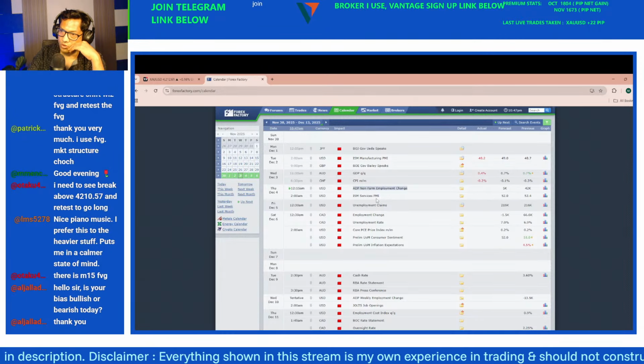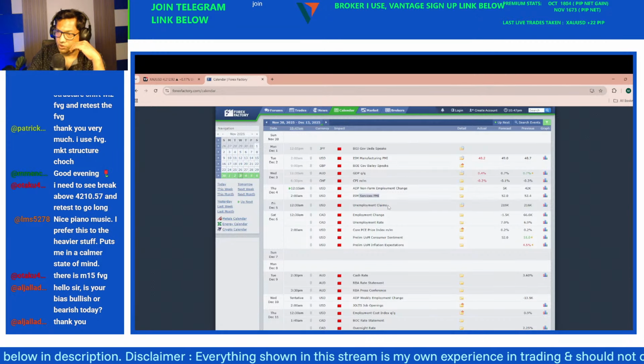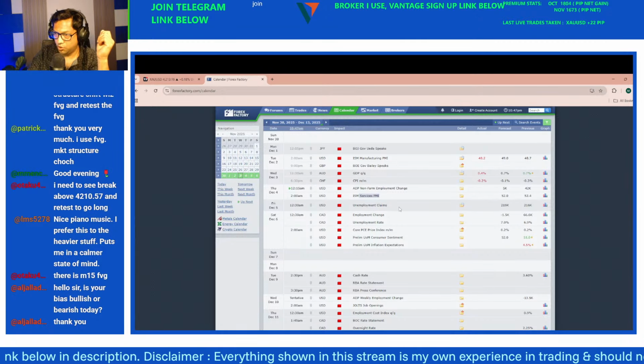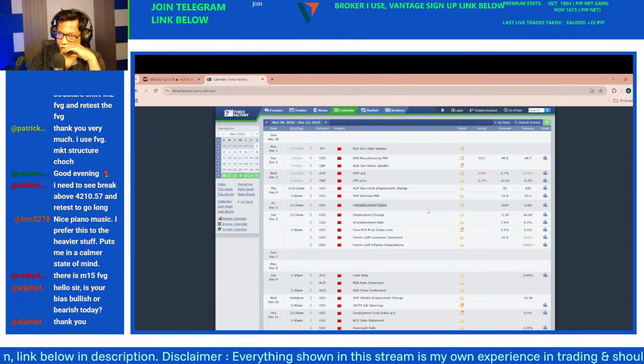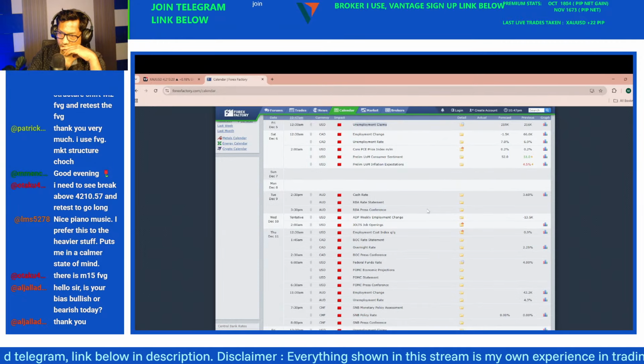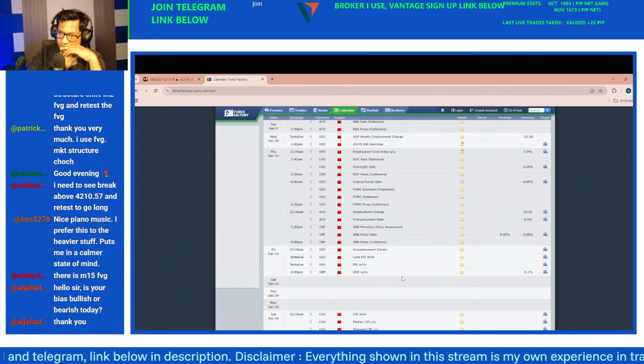we'll also see the ISM service PMI. These two news are quite important, and tomorrow unemployment claims. And NFP moved to the third week of December.